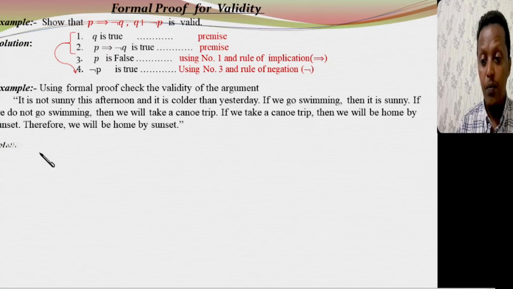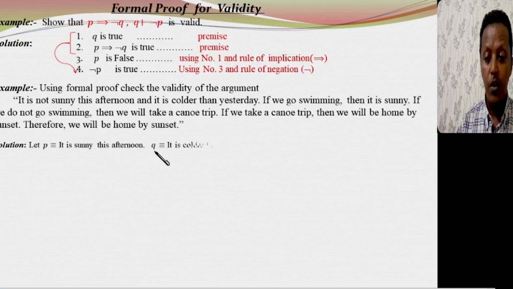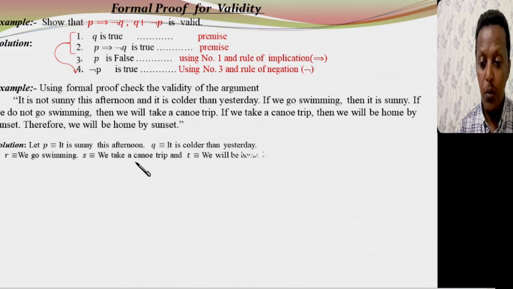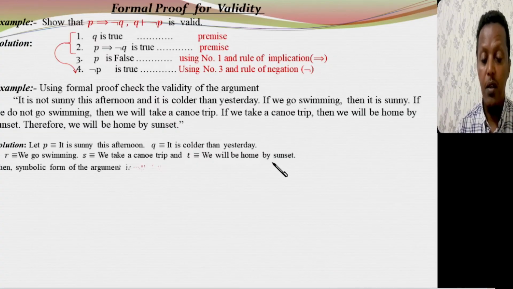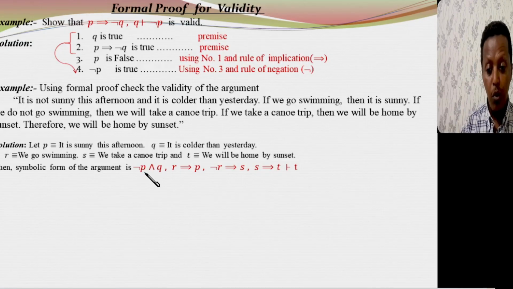So let P stand for it is sunny this afternoon, Q stand for it is colder than yesterday, and R, we go swimming. S, we take a canoe trip. And T, we will be home by sunset. So we can convert this verbal statement of the argument into symbolic form.